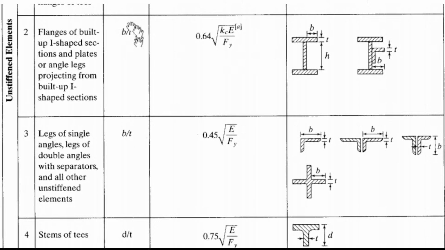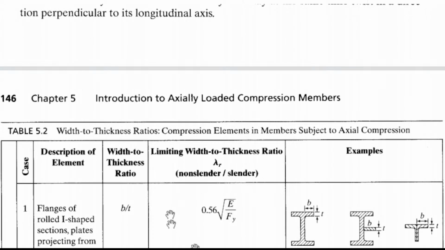So what do we mean by B? B again is one half of the flange. B is from the corner to the edge of the angle. And T is usually the flange, but here that is the angle. And take note of the formula: 0.56 square root of E over Fy.